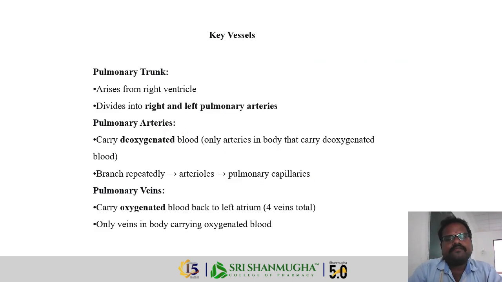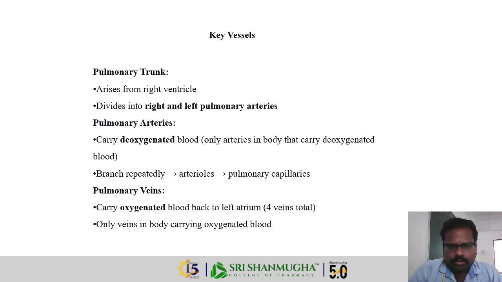Next, the key vessels. What are the key vessels associated with pulmonary circulation? The pulmonary trunk arises from the right ventricle, which has the deoxygenated blood. The pulmonary trunk takes the deoxygenated blood and makes it pass through the lungs. Then it divides into the right and left pulmonary arteries.